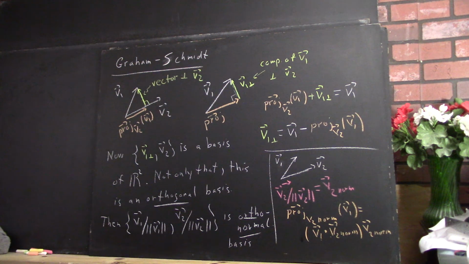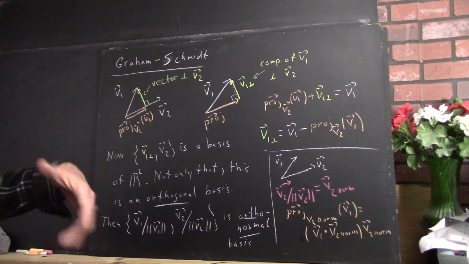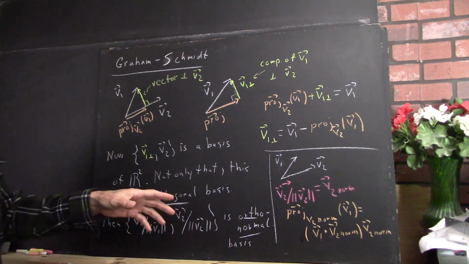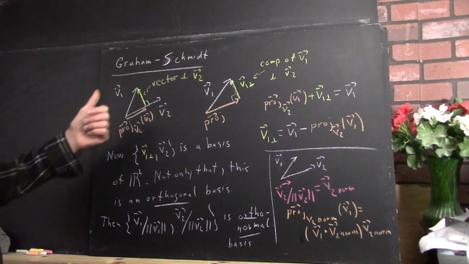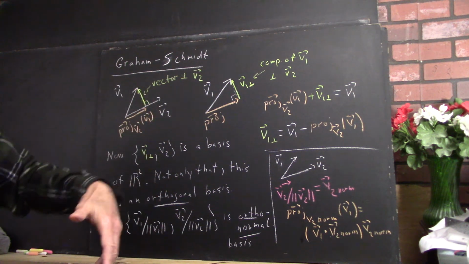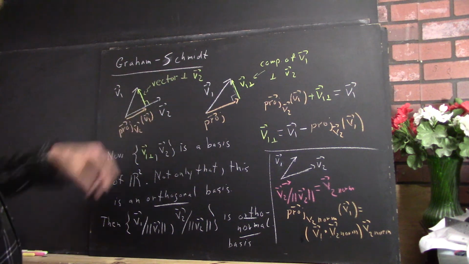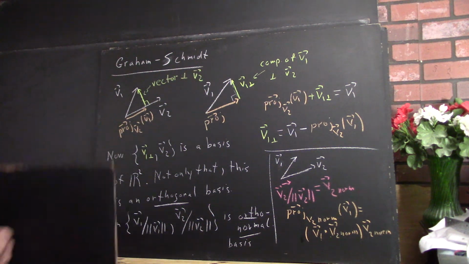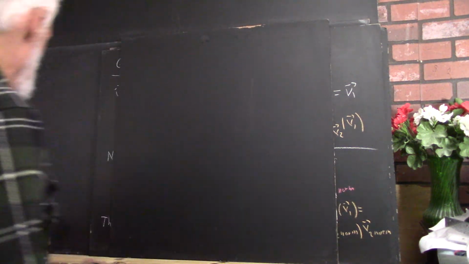Okay, well, then you go to v3. Now what are you going to do with v3? Well, you're going to subtract the projection of v3 onto v1 and onto v2 and so forth. Okay, we're going to do that, but let's just do a quick example. The example that we started with.